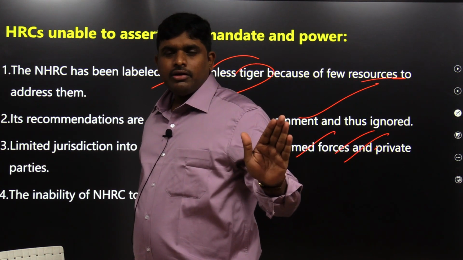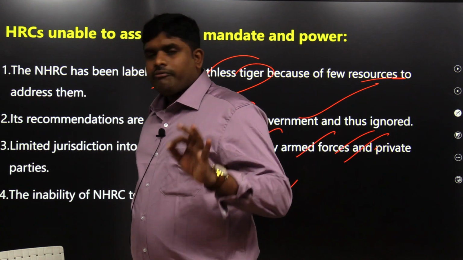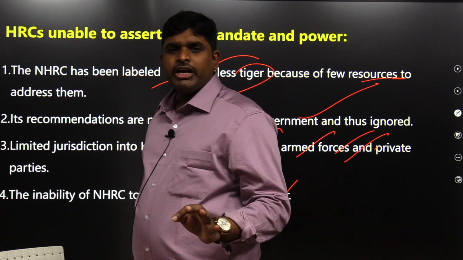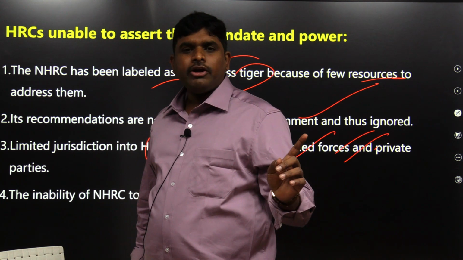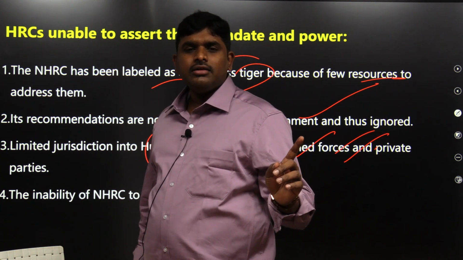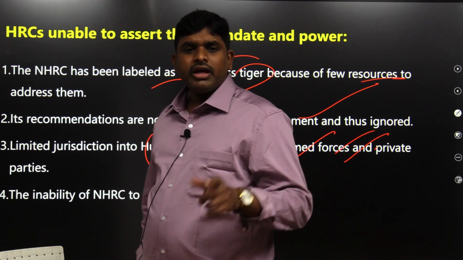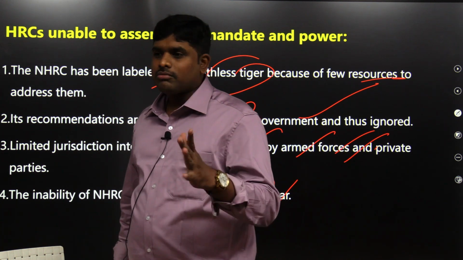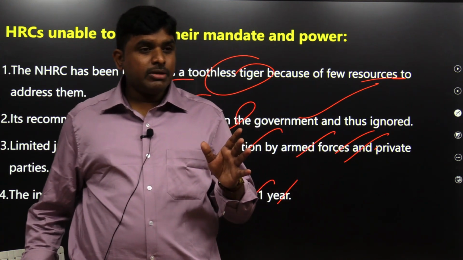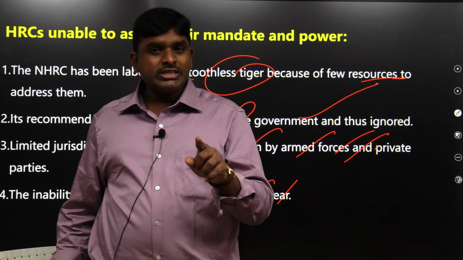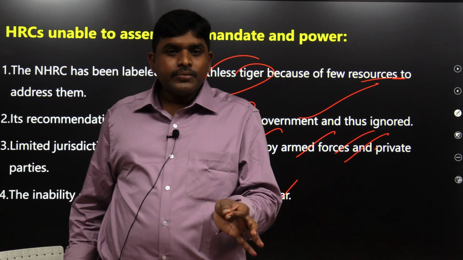If any case happened, 1 year completed. For example, today is 24th Jan 2022. A case happened on January 23rd, 2021. Does NHRC have the power to take it? NHRC doesn't have the power, but the Supreme Court or High Courts have. But NHRC only within 1 year.